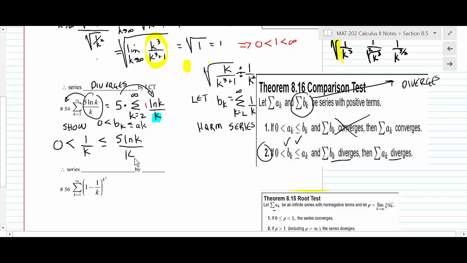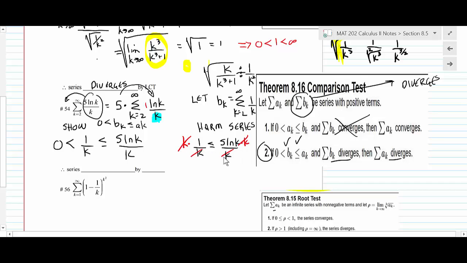All right, we need to see if that's true. Well, what you have is really like a proportion here. And the way I look at this is like this. If you have 1 over k less than or equal to 5 ln k over k, I'm going to try to see if this is true. So you can actually multiply both sides by k, and you've got to be real careful about that on an inequality.